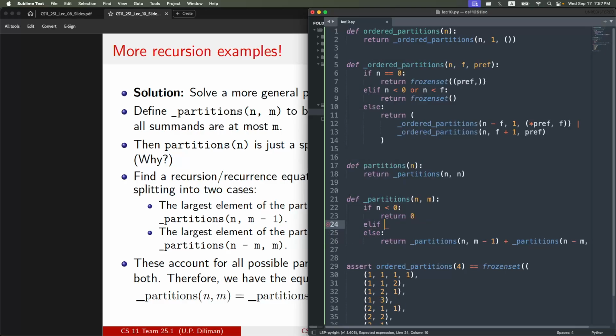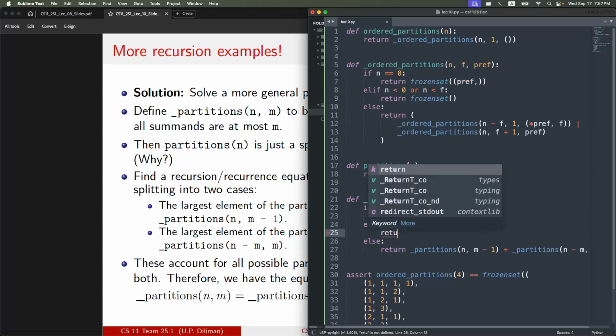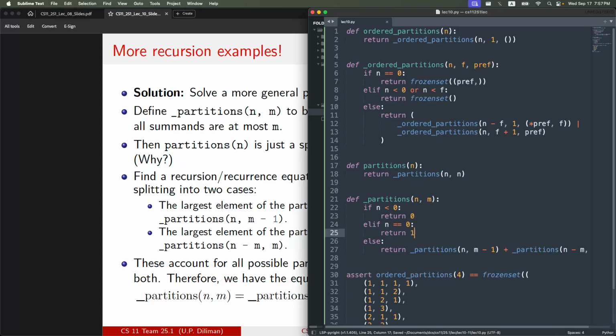What else? If n is equal to 0, what does that mean? It means we're able to partition. So that's one partition.